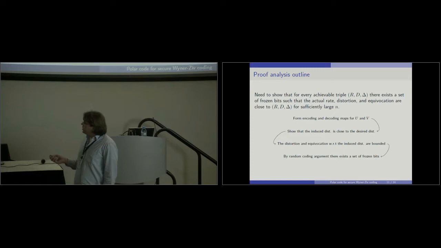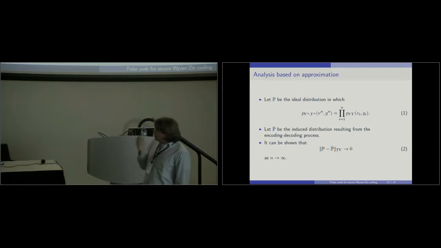So we show that it is bounded, and we then prove that those constraints, so coming close to the rate, distortion, equivocation, are achieved. And then by the random coding arguments, in the end, we can argue that a set of frozen bits exists. So here, once again, the analysis.